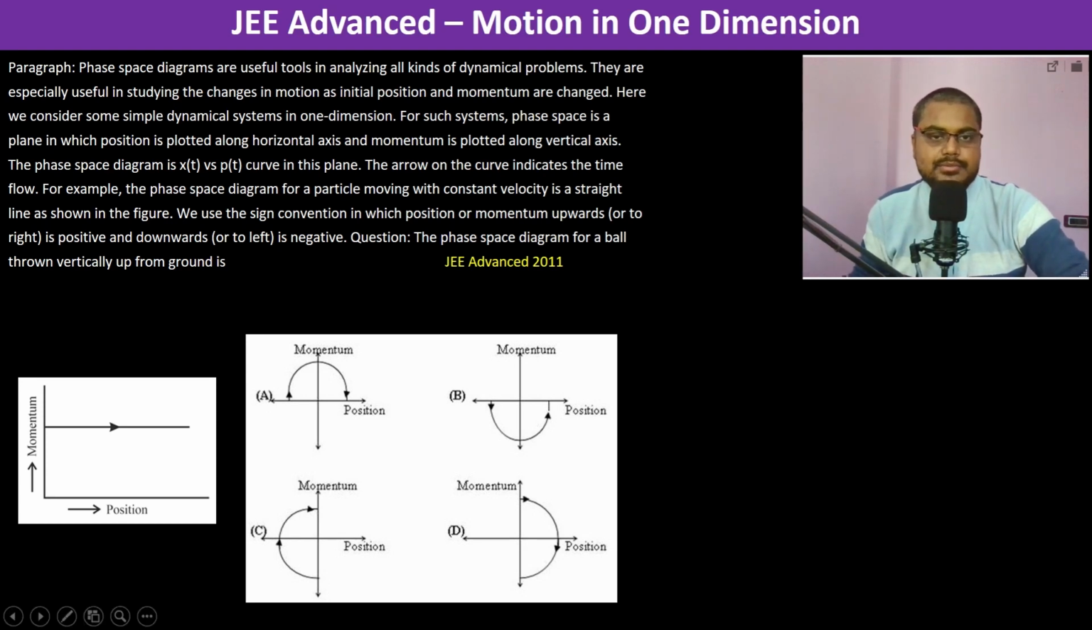Phase space diagrams are useful tools for analyzing all kinds of dynamical problems. They are especially useful in studying the changes in motion as initial position and momentum are changed. Here we consider some simple dynamical systems in one dimension.